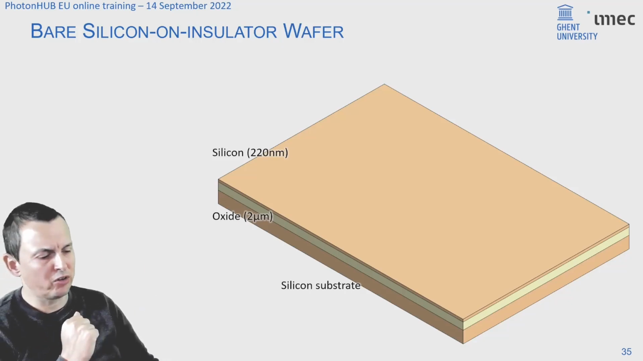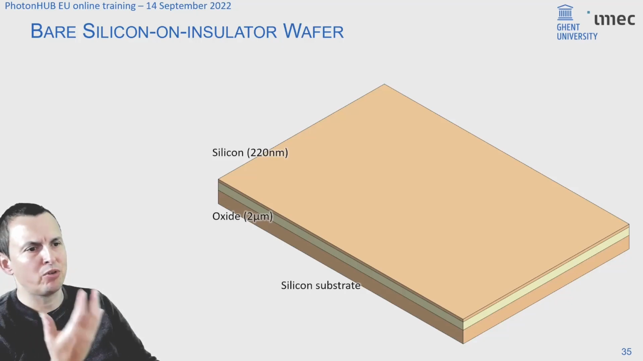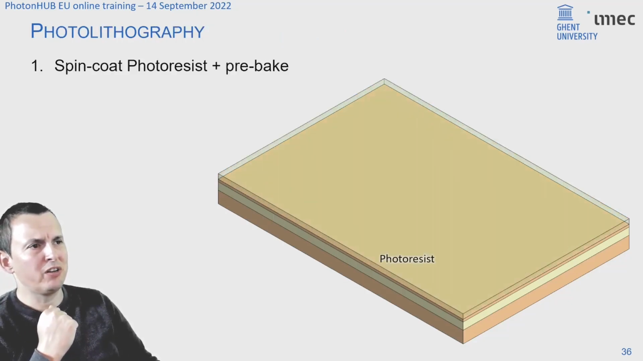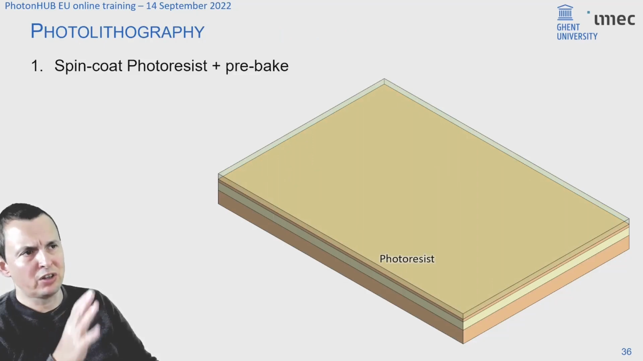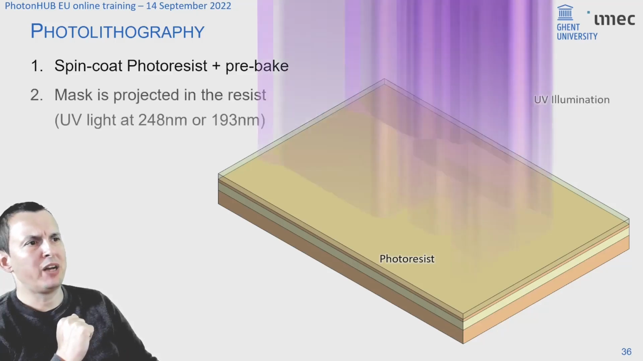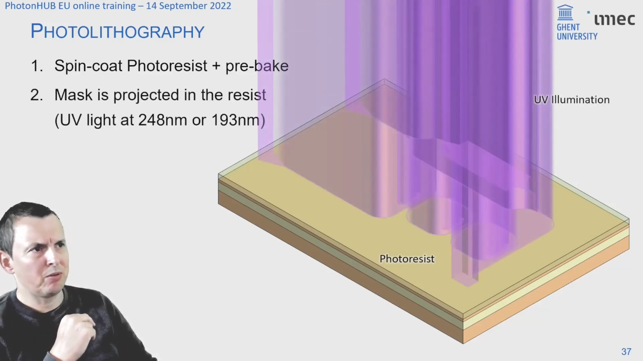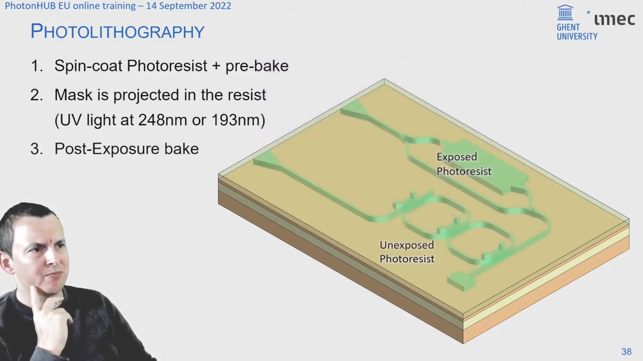So this is a material called silicon on insulator. It's typically bought off the shelf. Now the first step you do is spinning a photosensitive material onto your wafer, onto which you then project a pattern that you want to fabricate. In this case, we project a pattern of waveguides.